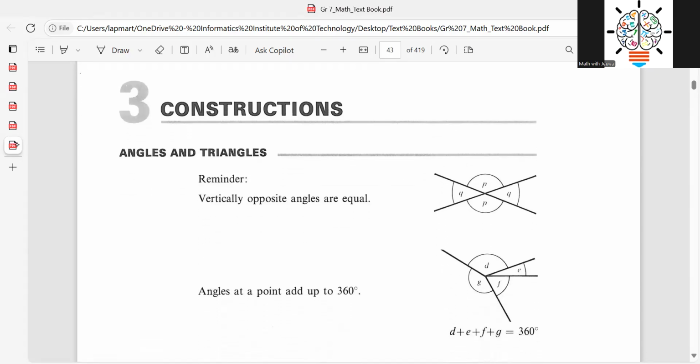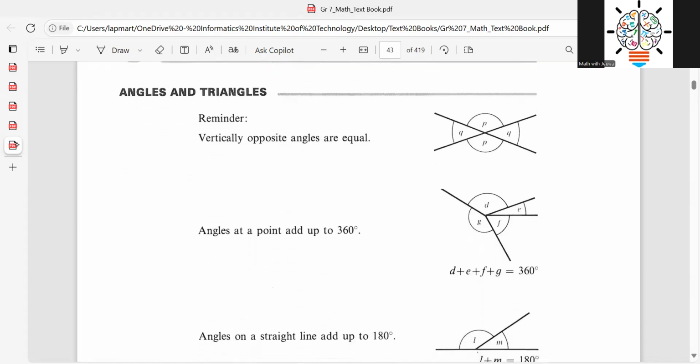And I want to recap the things which you have done in grade 6. Now you just see the first theorem, the vertically opposite angles. How it works, children? You have two lines and they cross each other, right? If you have the angles like this, A, B, C, D, A and C are vertically opposite and B and D are vertically opposite, and they are equal.